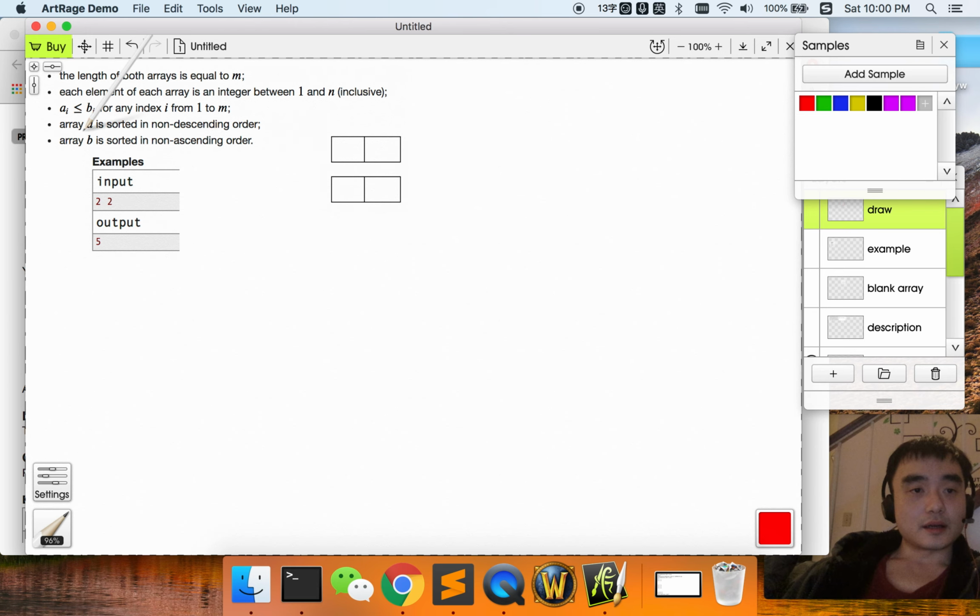And array A is sorted in non-descending order. So this array is non-descending, right? And this array is non-ascending, right? So we can dive deep here, right? So this guy is the maximum value in the A array, right? And this guy is the minimal value of the B array, right? Because it's non-ascending, right?